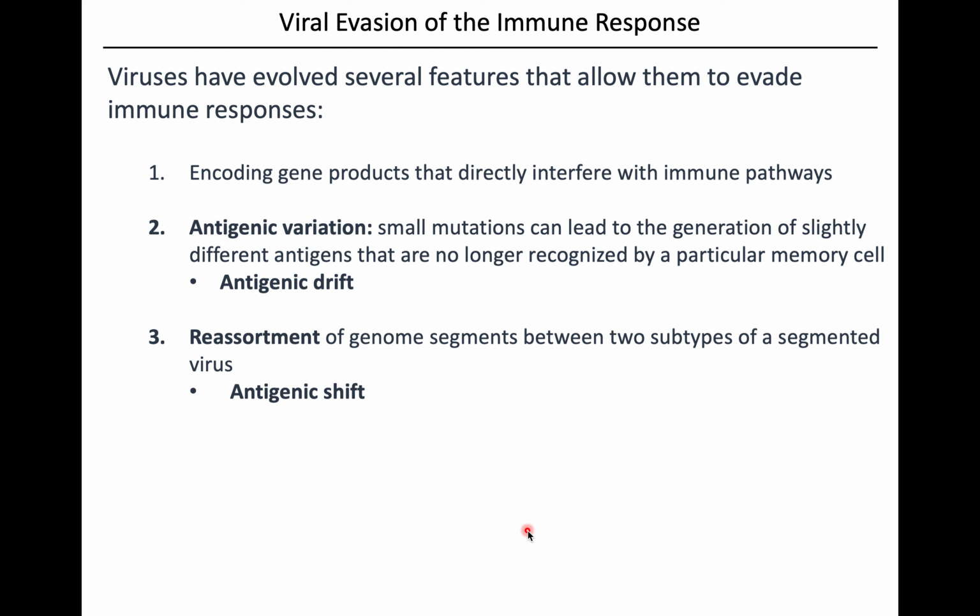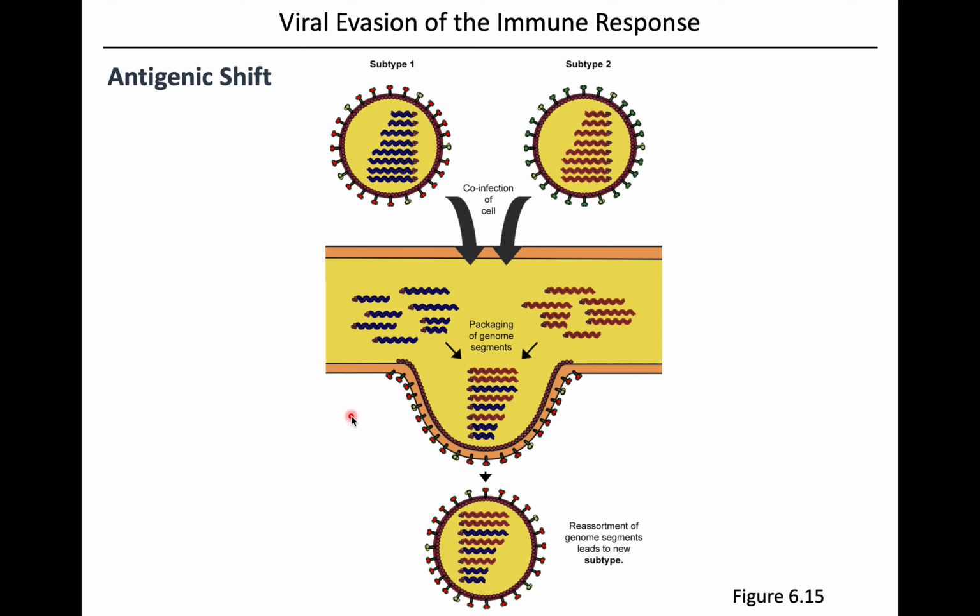We already talked about the fact that especially RNA viruses mutate very quickly. So that's very common. Third way is what's called reassortment. This really only applies to viruses that have segmented genomes, but this is even more dramatic than antigenic variation. Instead of an antigenic drift, it's called an antigenic shift. So we have a larger change.